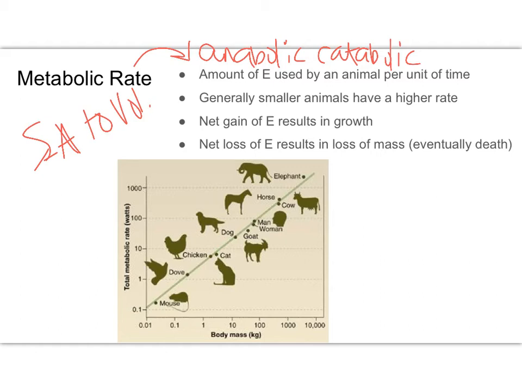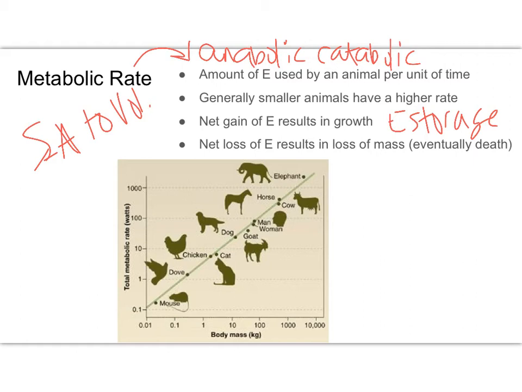An overall net gain in energy is going to result in growth. You're going to have energy storage or growth of the organism. For example, in humans, this is how we gain weight. We reach a point where we don't really grow any taller. So if we have a net gain of energy, taking in more energy than we are releasing, that's going to result in us storing energy in fat cells and growing larger that way, getting wider.